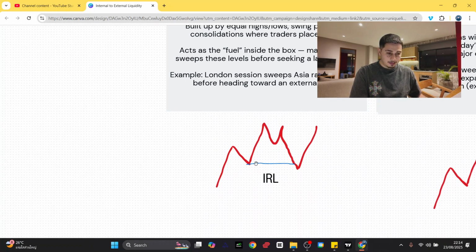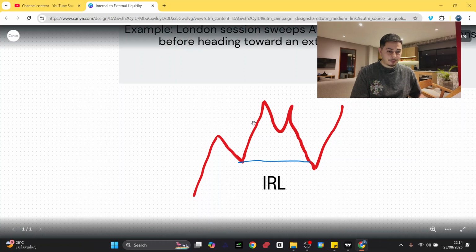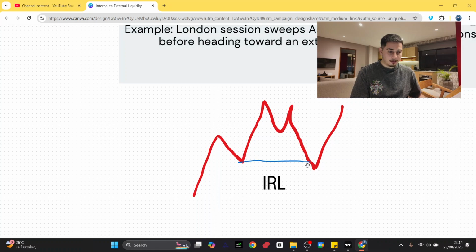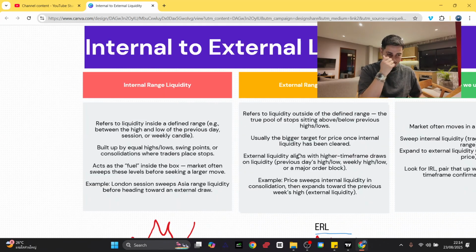This, in a bullish market, is what internal range liquidity looks like. Okay, you've got a range which is a low and a high, and you're looking for the internal range liquidity to be swept before continuing to the upside. All right, that is internal range liquidity.